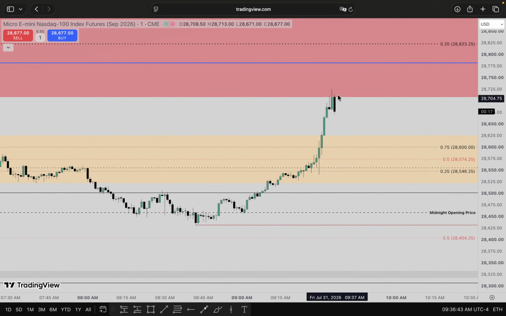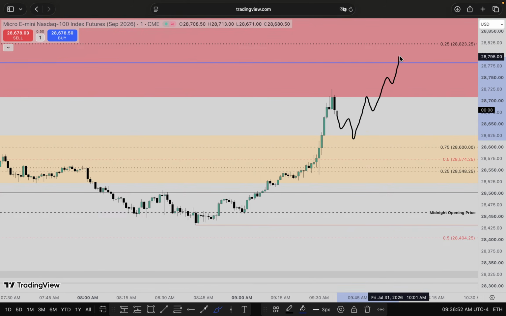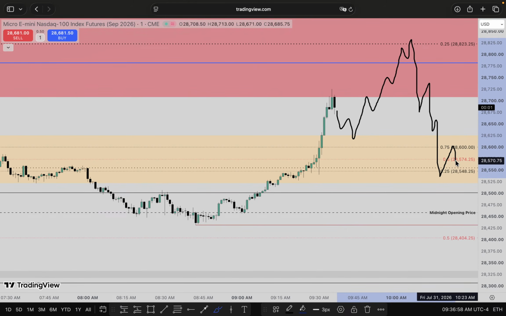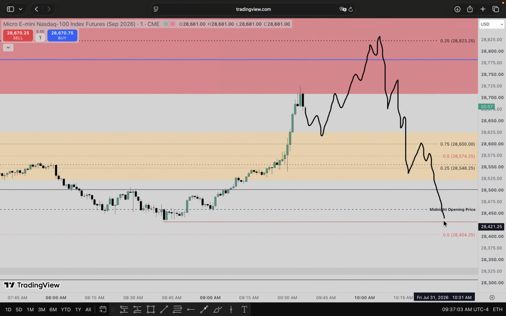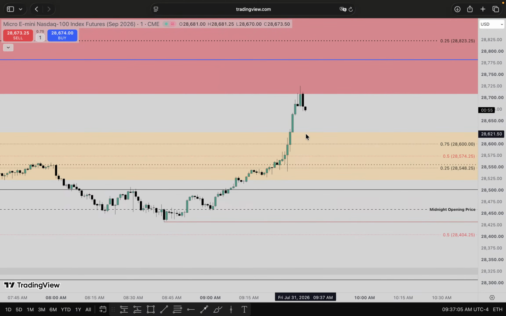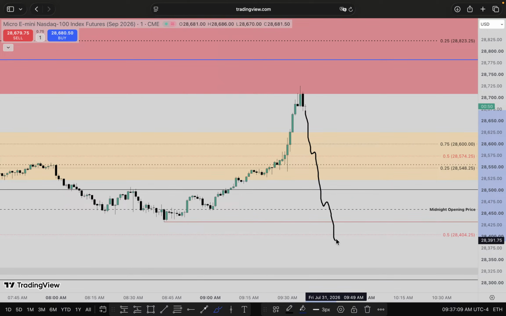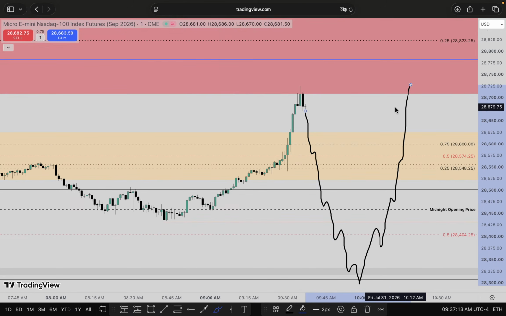All right, but later on, I'd like to see us be above this and then make our way to getting below. So maybe we do something like this, and then we push in doing something like that, and then catch the move to the downside here. Unless we come back down now and then try to work our way up later on for that.